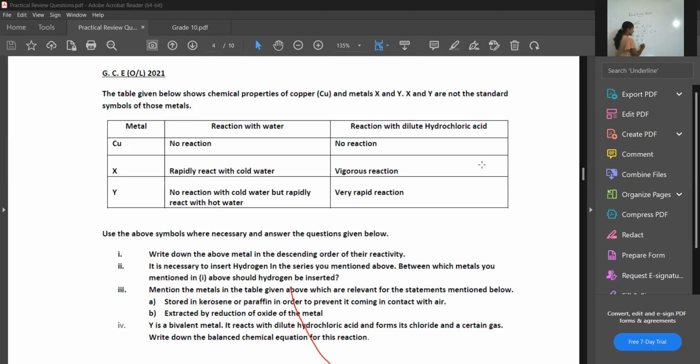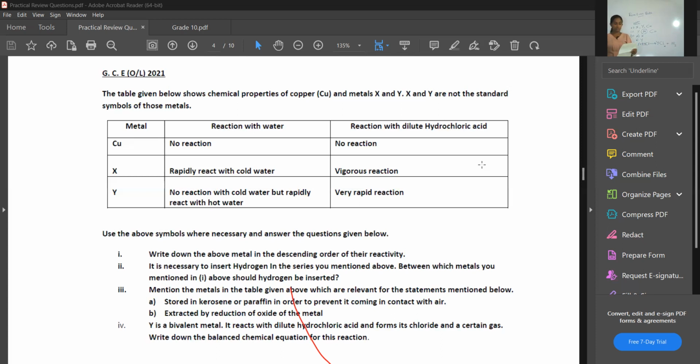It reacts with HCl and forms the chloride of Y. It is a bivalent metal, so the valency is 2. So it should be YCl2 plus what? Hydrogen gas. YCl2. So to balance the equation, we have to put 2 here. They asked to write the balanced chemical equation, so this is the answer for the fourth one, right?